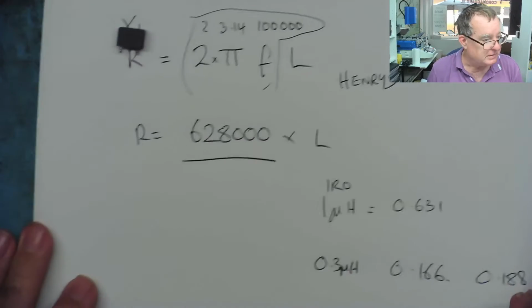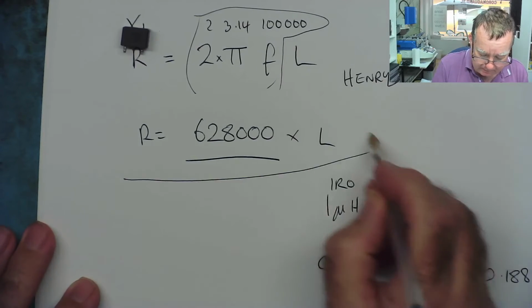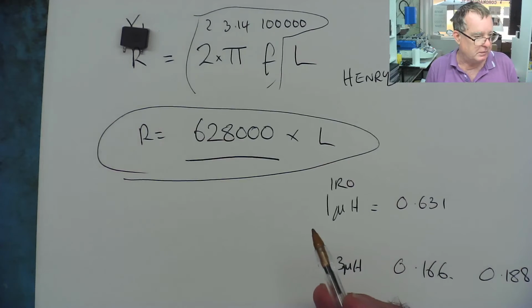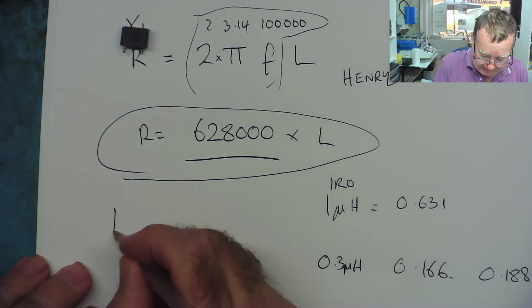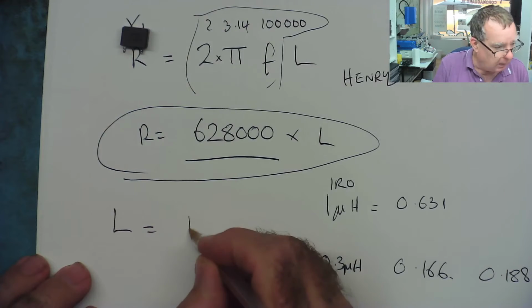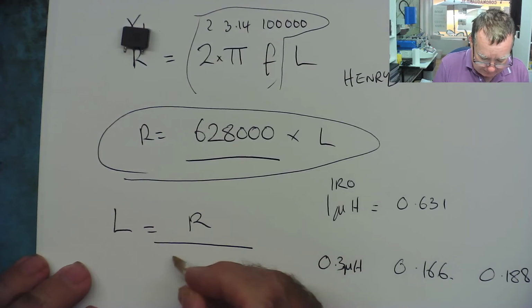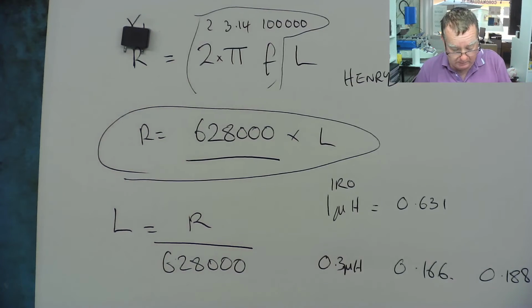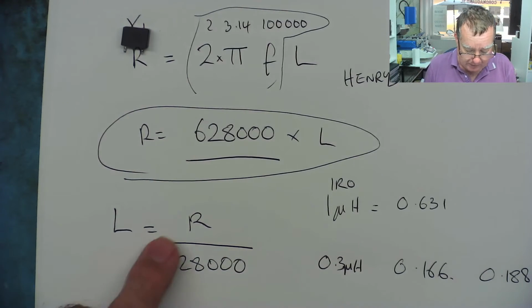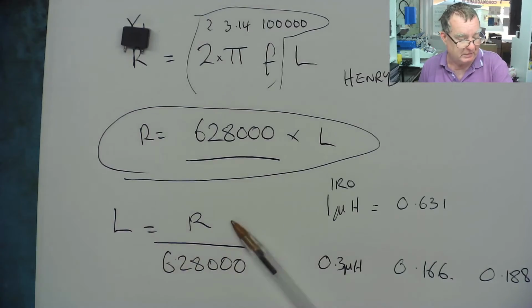So the formula here is as simple as that one. If you remember 628,000, if you've got an ESR meter like this one, you can always do this. So L equals R, the resistance you measured, divided by 628,000. That's it. So let's work it out on ours. We know what R was. Let's get the calculator and do it again.